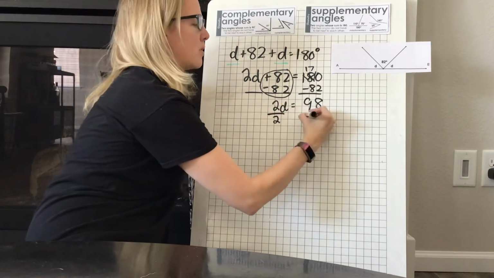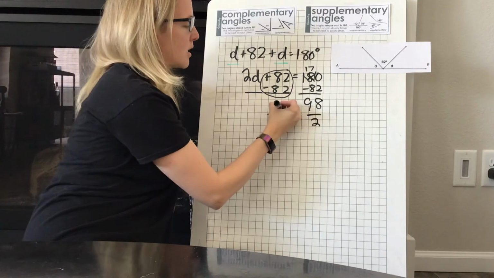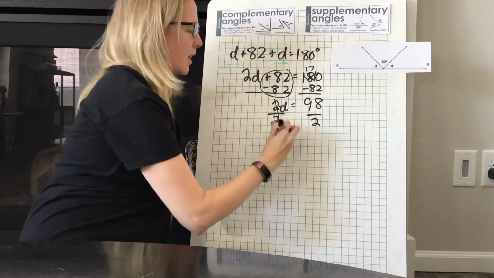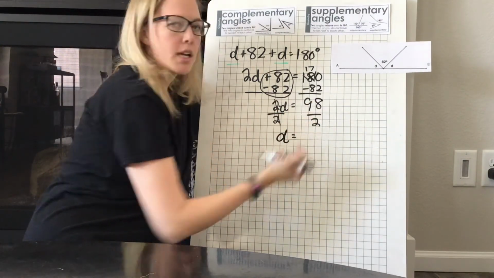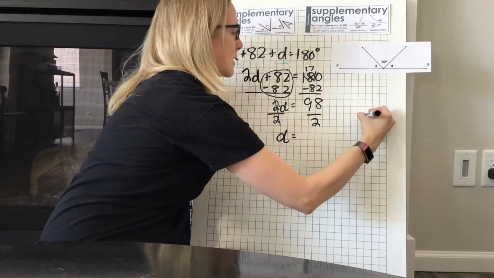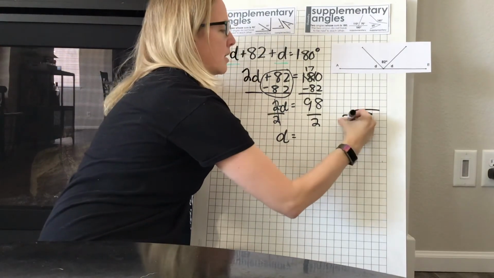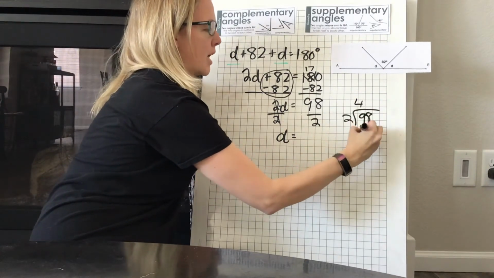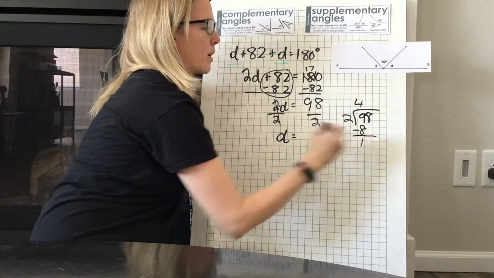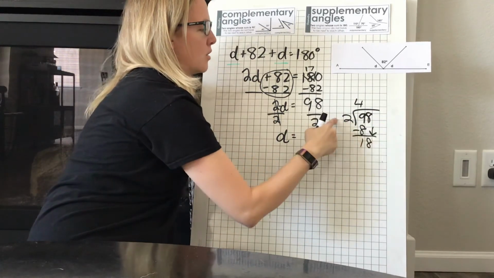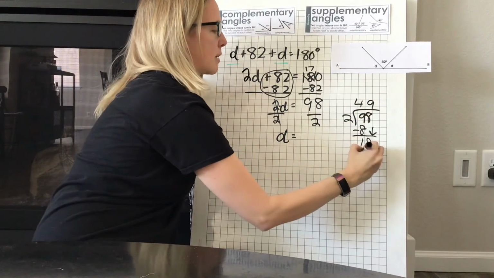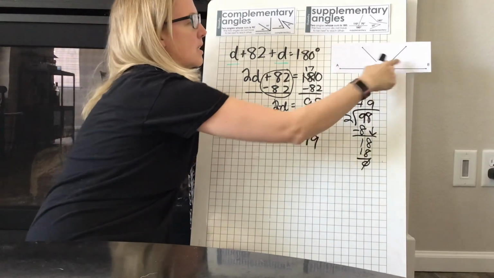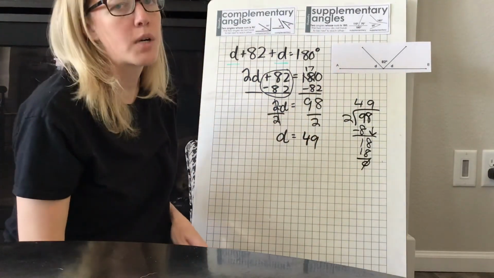To undo that, I'm going to divide both sides by 2. That's because 2 and D are actually multiplying each other. So when I divide, that will give me just my D by itself. 98 divided by 2, if we aren't sure of that, we always have space on the side. 98 divided by 2. 2 goes into 9 4 times. 2 times 4 is 8. 9 minus 8 is 1. Bring down the 8. 2 goes into 18 9 times evenly. So my answer here should be 49. So what that means is that both of these angles over here are 49 degrees.